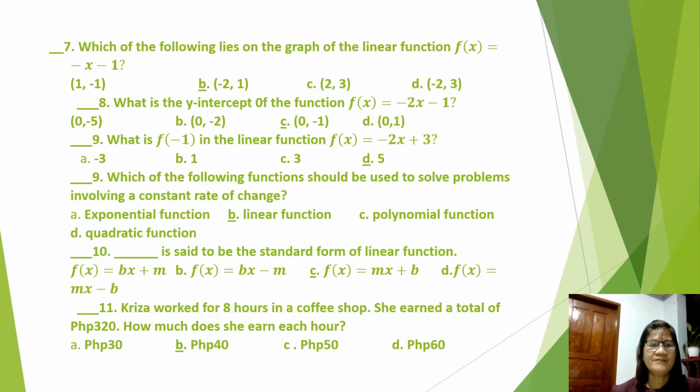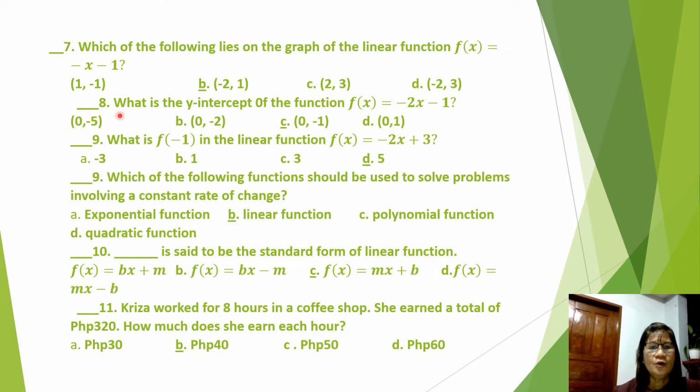Next, number 7. Which of the following lies on the graph of the linear function f of x equals negative x, negative 1? So, alin daw sa tatlong ito yung matatagpuan sa graph nitong function? The answer is letter B, negative 2, 1.